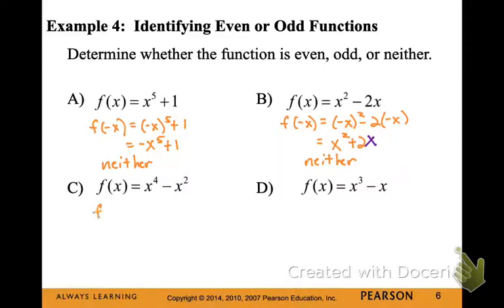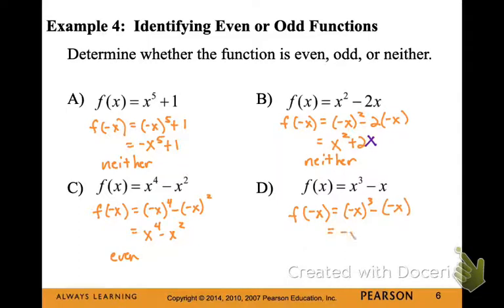Now for C, let's plug in -x. So we'll have (-x) to the 4th minus (-x) squared. So negative to the 4th power is positive, and to the 2nd power is positive. So when we replaced x with negative x, neither sign changed, so that's an indication that this is what we call an even function. And then finally, negative x to the third power will be negative x to the third plus x. So in this equation, both signs switched. Positive became negative, negative became positive. So that fits the definition of an odd function.